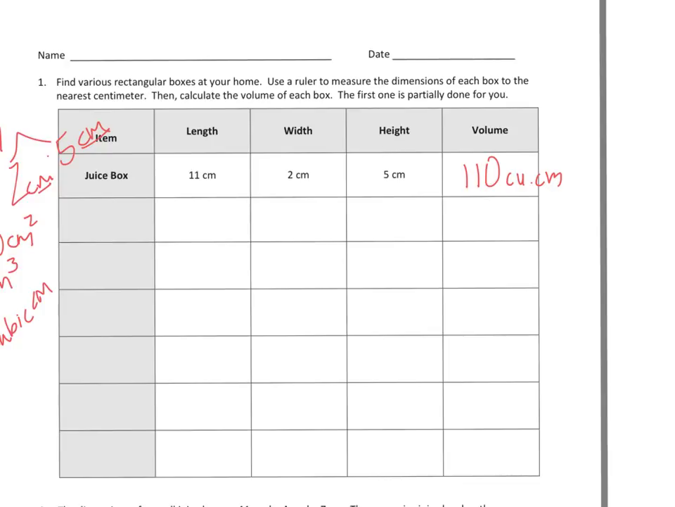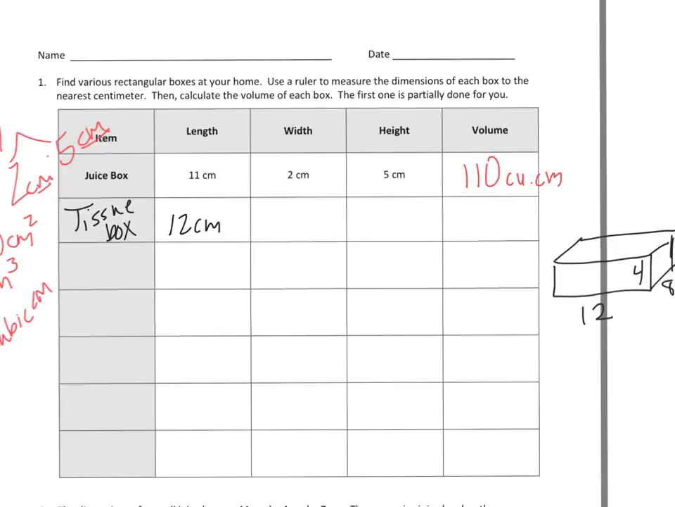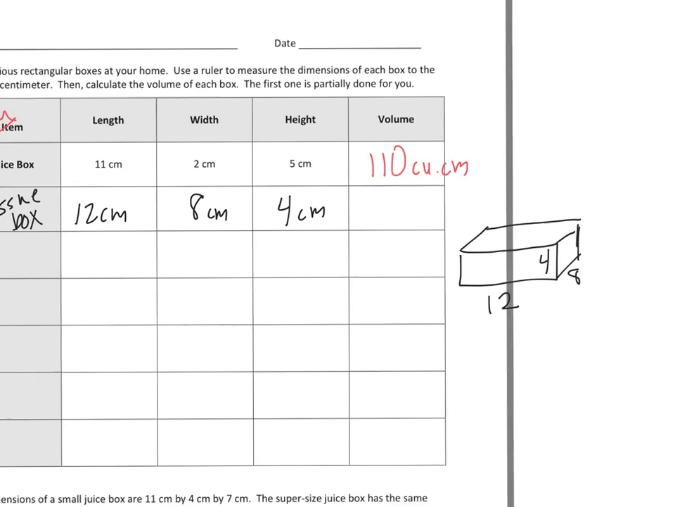So the one that I actually measured, and I'll draw it off to the side, and you've got a bunch more that you're going to do, was a tissue box. I'm going to do my best to draw this. It had a length of 12, a width of 8, and a height of 4. So kind of an odd-shaped tissue box, which is why I picked it. My length was 12 centimeters, my width was 8 centimeters, and my height was 4 centimeters.